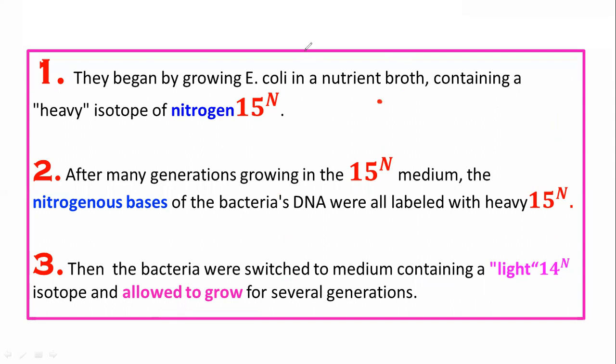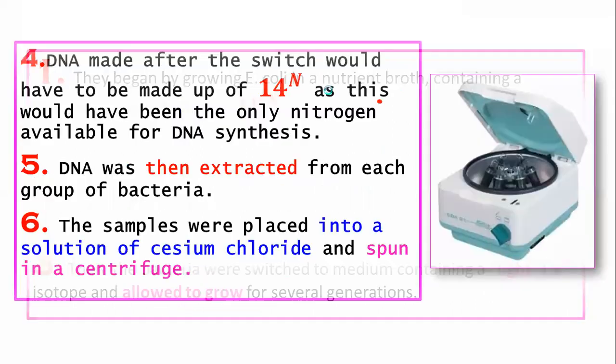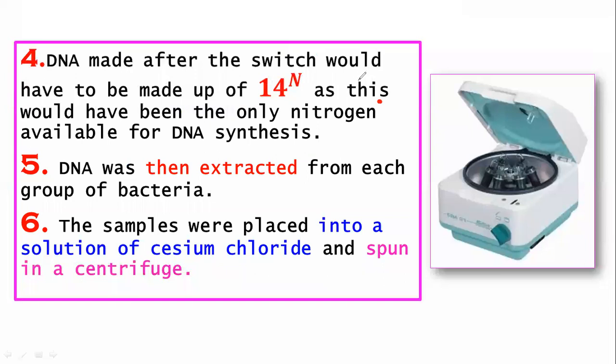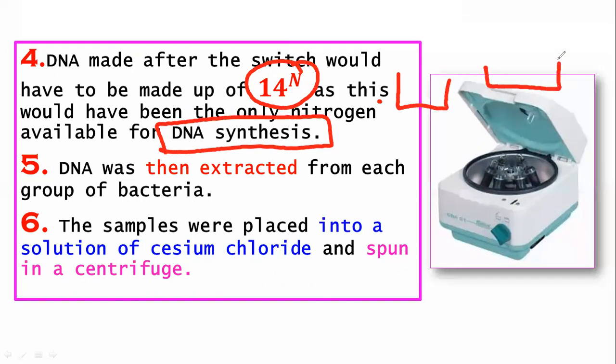Now what is the next outcome they are expecting? DNA which was made after the switch to N14 would have only the nitrogen which is available for DNA synthesis. So these were the two media, N15, and then N14. Now we took this DNA, extracted it, and put it into a centrifuge machine.